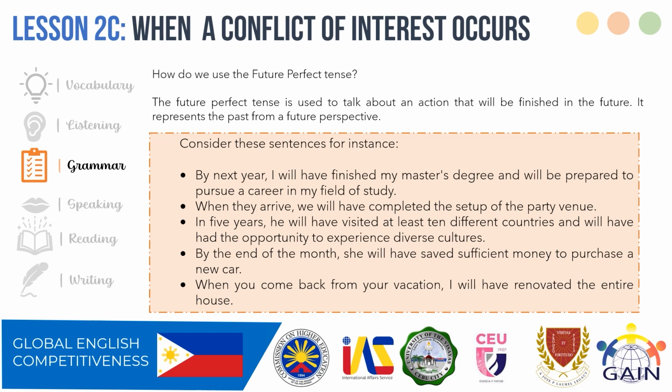The next one. In 5 years, he will have visited at least 10 different countries and will have had the opportunity to experience diverse cultures. Here we have two. Will have visited and will have had. Next one. By the end of the month, she will have saved sufficient money to purchase a new car. Here we have will have saved. And a final example, when you come back from your vacation, I will have renovated the entire house. Here we have will have renovated.